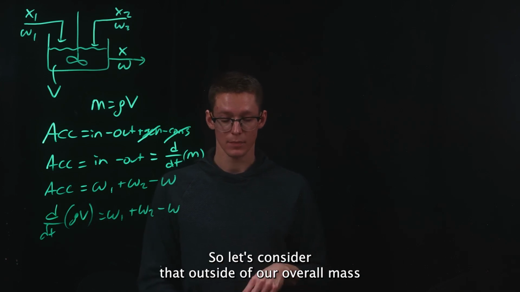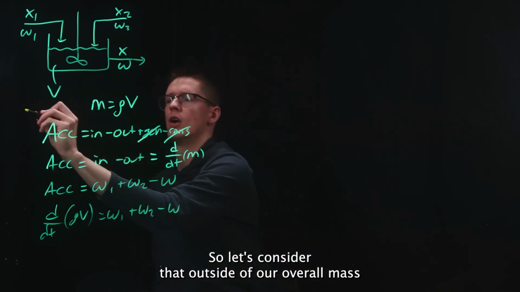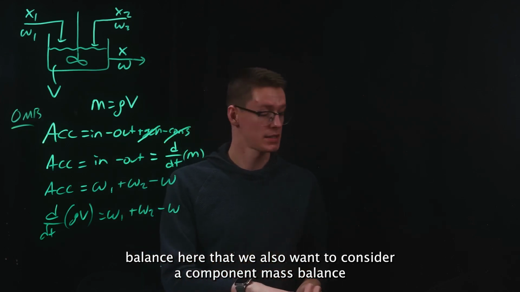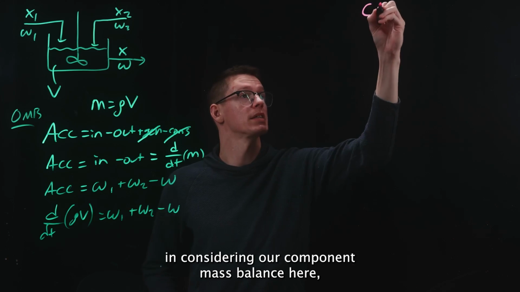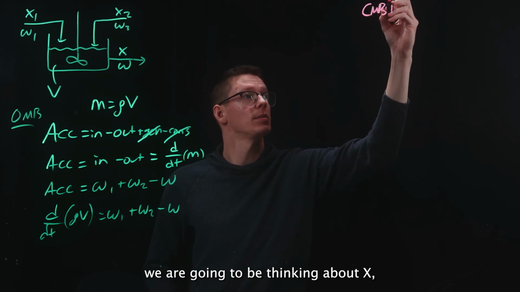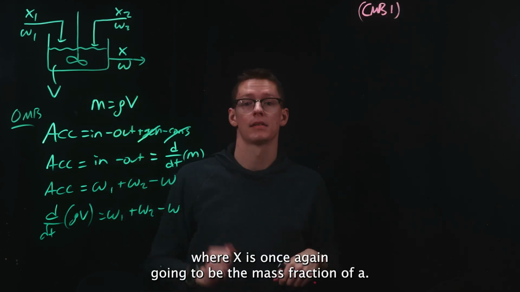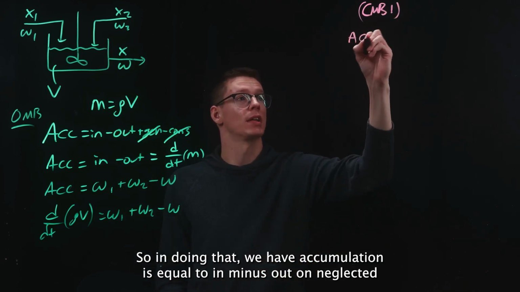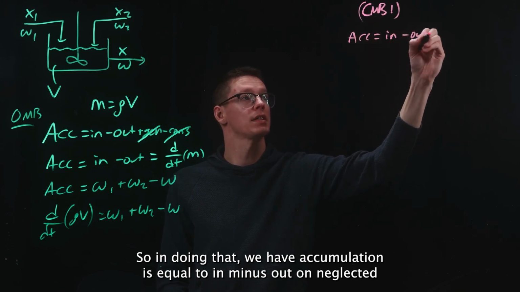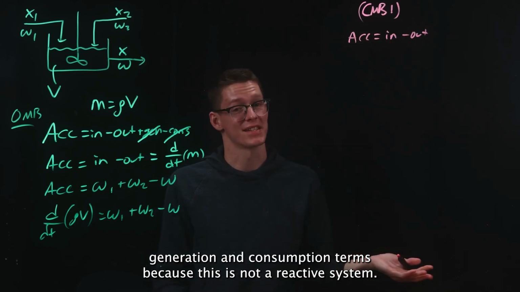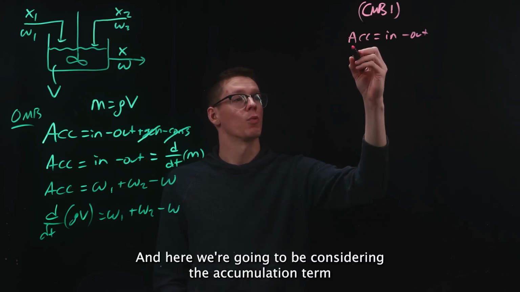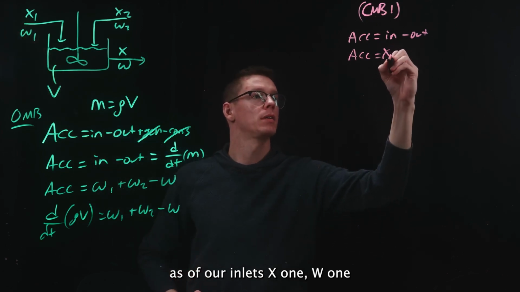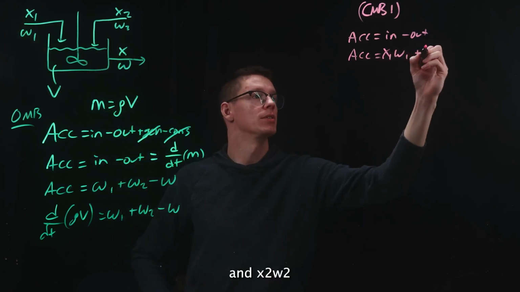In that case, we can now consider the mass balance through those substitutions as based on this form entirely. So let's consider that outside of our overall mass balance, we also want to consider a component mass balance. In considering our component mass balance, we are going to be thinking about X, where X is once again going to be the mass fraction of A. So we have accumulation is equal to in minus out. I'll neglect the generation and consumption terms because this is not a reactive system. And here, we're going to be considering the accumulation term as of our inlets X1 W1 and X2 W2 and our outlet XW.